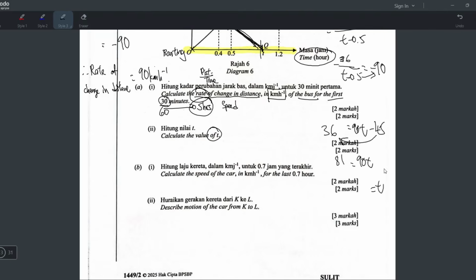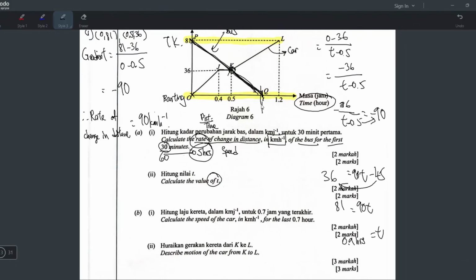So press the calculator, and you get the answer. Okay, it gives me 0.9. So that should be the answer, 0.9. And it's in hours, right? So I think I'll write the unit also. Logical, right? This is 0.9 hours, between 0.5 and 1.2. So yeah, that's the answer.